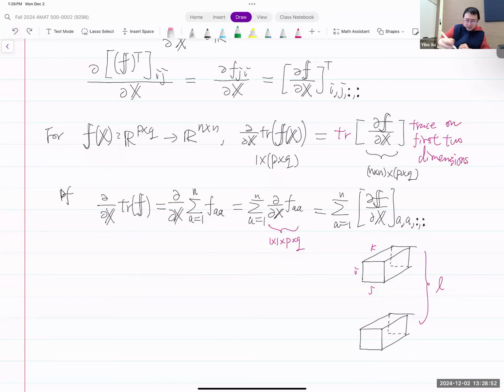That's now looking at the first column, but let me give the bounds. So i is between 1 and n. j is also between 1 and n. k is between 1 and p. And l is between 1 and q. Right?